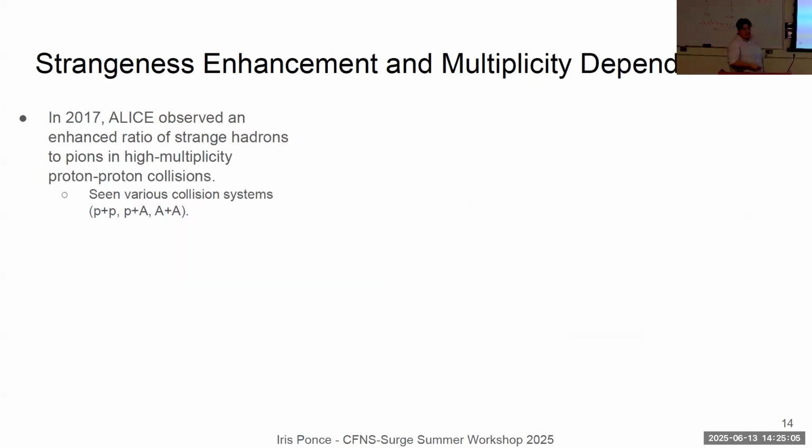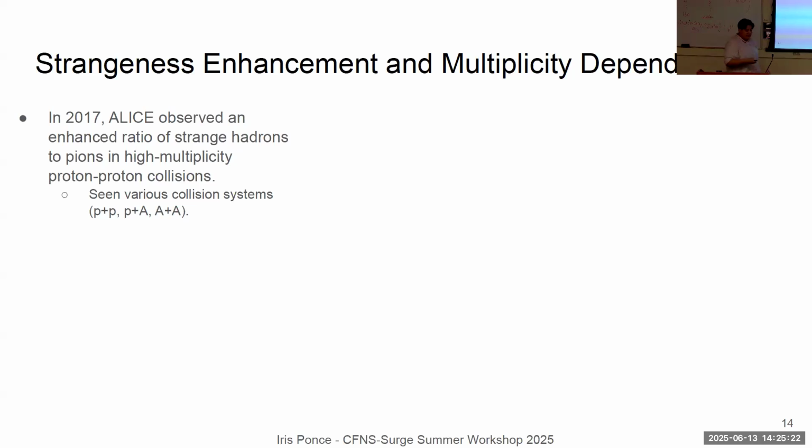Okay, so everything's nice. We see an enhancement of the strange yield relative to the yield of pions. We believe that that's a signature of QGP. It was great. You see that in proton-proton collisions, we don't see this enhancement.